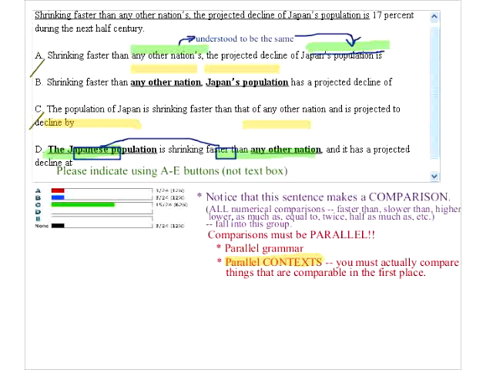And finally, in choice C, we've got the population of Japan, and we've got that of any other nation. So just as in choice E, we've got a population and a that stands for population. Okay, any questions about this so far? The three comparisons in green are okay. The two comparisons in yellow are not okay. Smiley face if that makes sense.